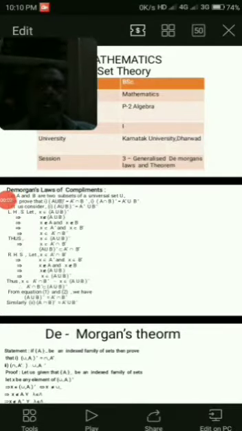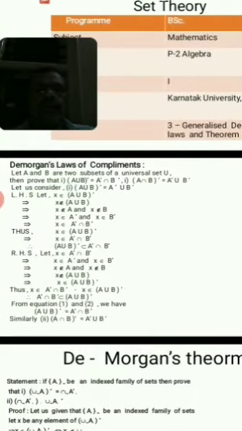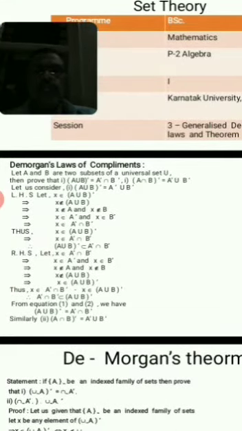Good morning to everybody. Dear friends, today we shall start set theory, the third session: generalized De Morgan's laws and theorem. De Morgan's laws of complements. Let A and B be two subsets of a universal set U. Then we prove that (A union B)' is equal to A' intersection B', and (A intersection B)' is equal to A' union B'.